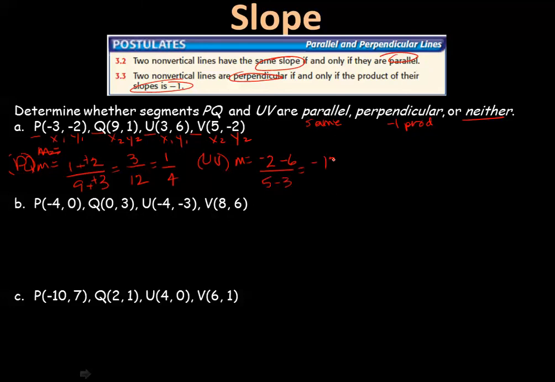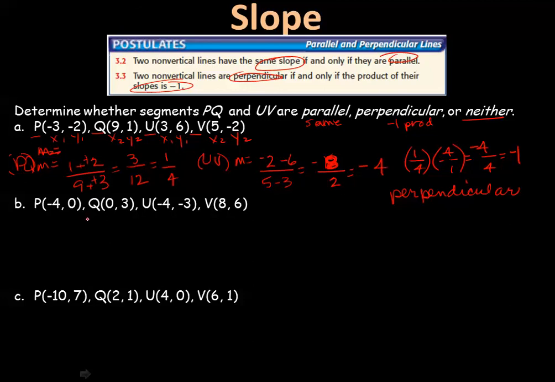That's going to be -2 minus 6, 5 minus 3. So that's going to give me a -8 over 2, which gives me a -4. So if you look, you've got 1/4 multiplied by -4/1. That comes out to be 4/4 negative. So your product is a -1, so those lines are perpendicular.